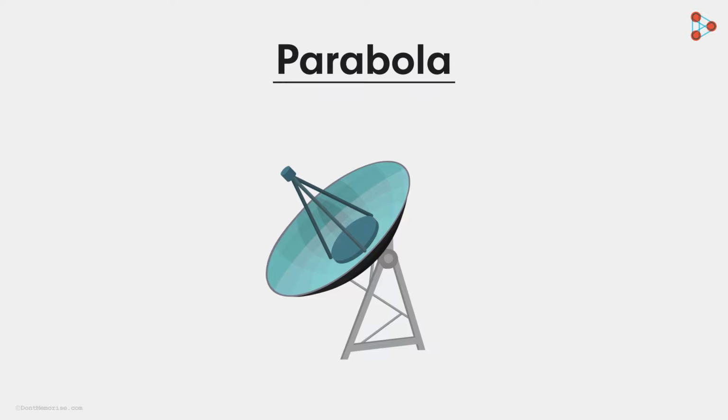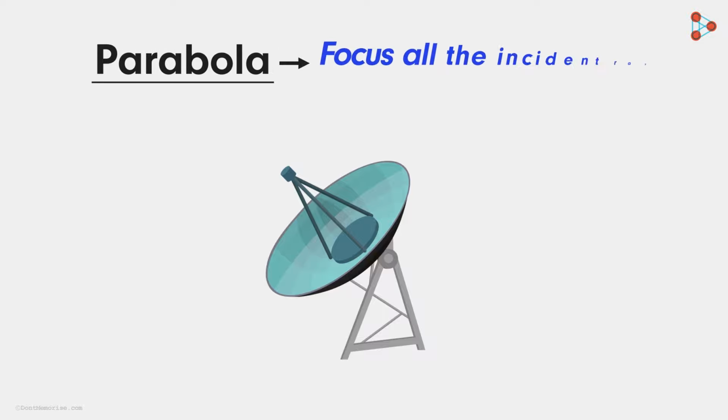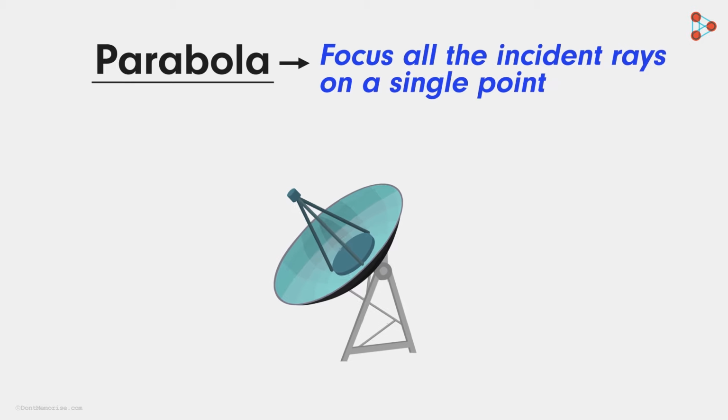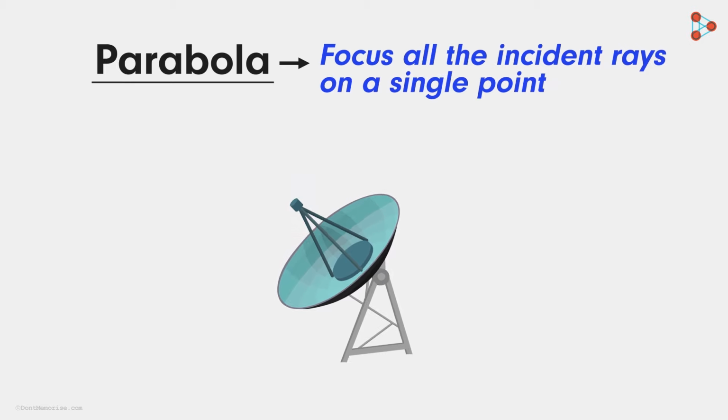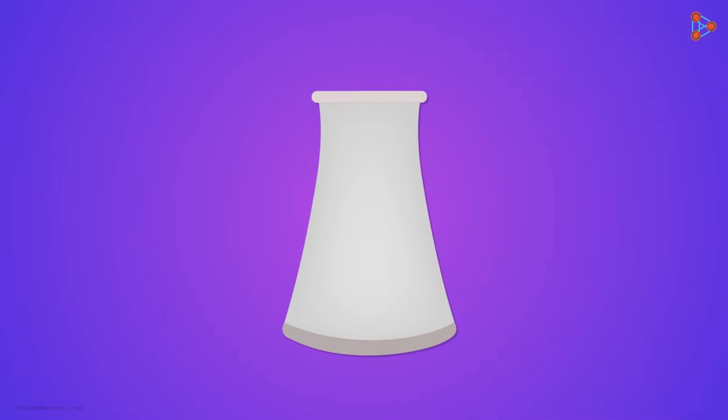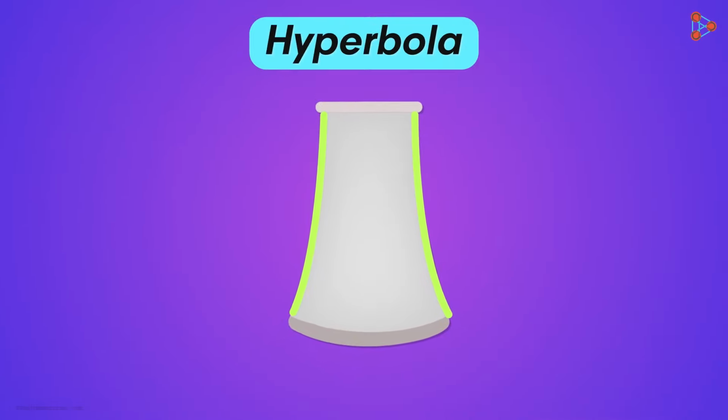So why do you think the satellite dish is parabolic in shape? Parabola has a property to focus all the incident rays on a single point. So if we keep a receiver at this point, all the reflected rays are focused here at this point. Now can you tell me the shape of this furnace? This curve is a hyperbola.